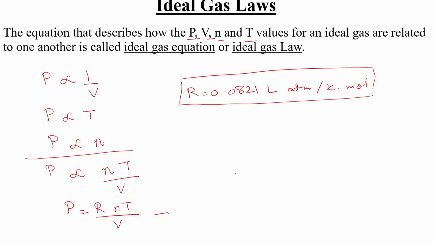The other thing is, this is the ideal gas law, but we will simplify it as PV equals nRT. All ideal gas law problems that we will do in this chapter, we are going to start from this equation.